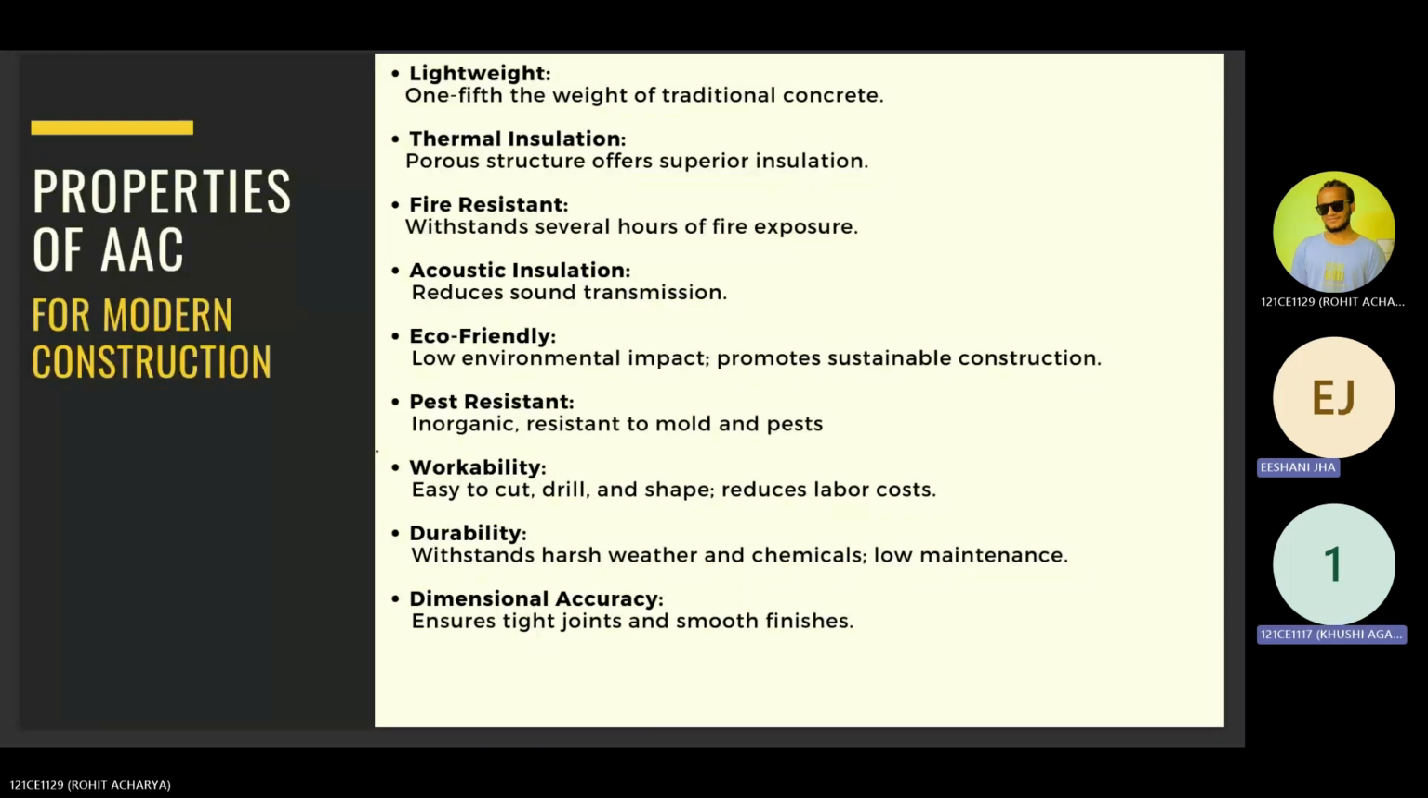AAC has high durability and can withstand harsh weather and chemicals, and it has comparatively lower maintenance. Also, it provides dimensional accuracy and ensures tight joints and smooth finishes.